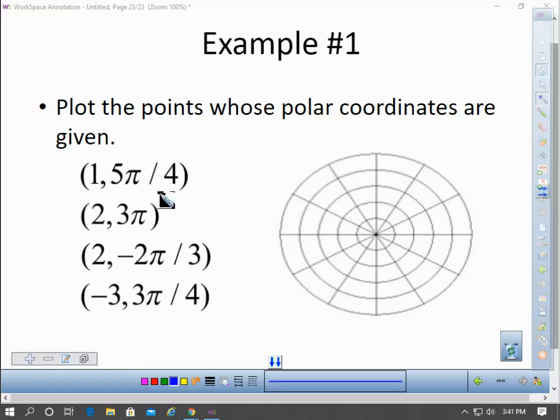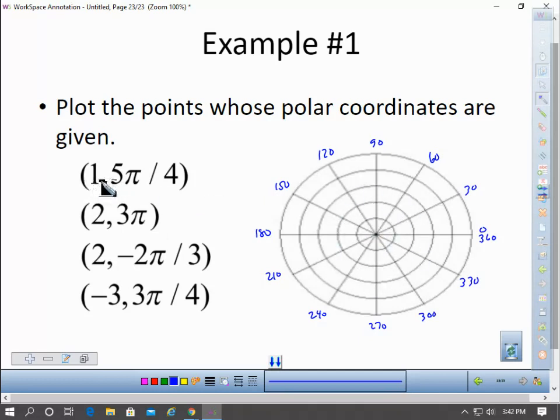So where is 5 pi over 4? So remember, pi over 4 is 45, and then times 5, that's going to be 225. So if you look at this grid here, these are spaced out in 30s. So this is 30, this is 60, this is 90, this is 120, 150, 180, 210, 240, 270, 300, 330, and then back to 360, which is 0. All right, so these are in groups of 30. So where would 5 pi over 4 end up? All right, so 5 pi over 4, like I said, is your 225. So 225 we know is in the middle here. Okay, and then it's going to be 1. So these are your units. These circles are your units out from the pole.